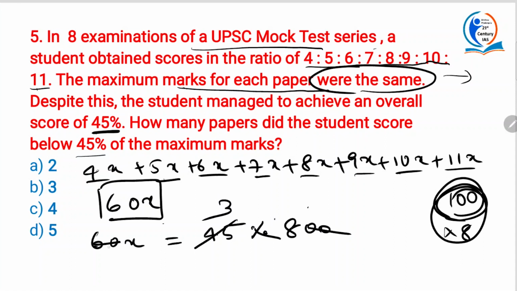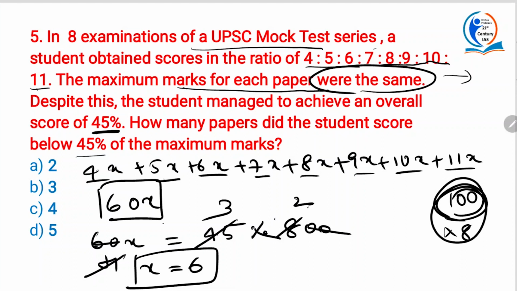15 threes are, 15 fours are. 4 ones are, 4 twos are. So x is equal to 6. Now what did they ask? They asked in how many papers did the student score less than 45% of the maximum marks, which means you have to see papers whose score is less than 45.